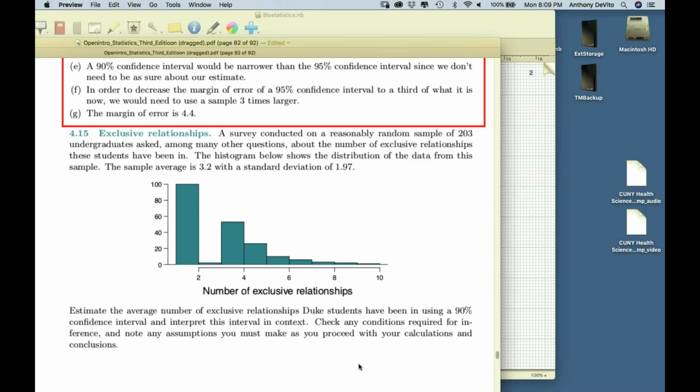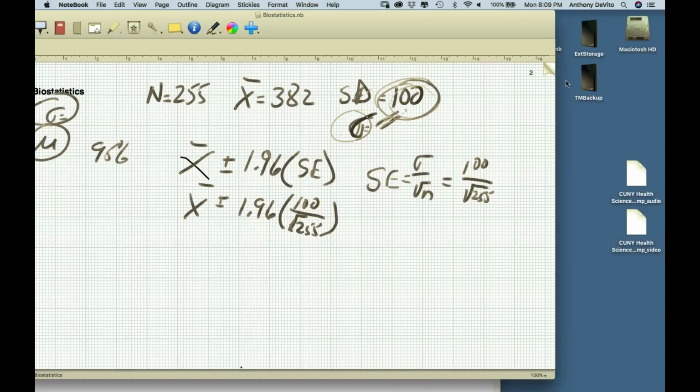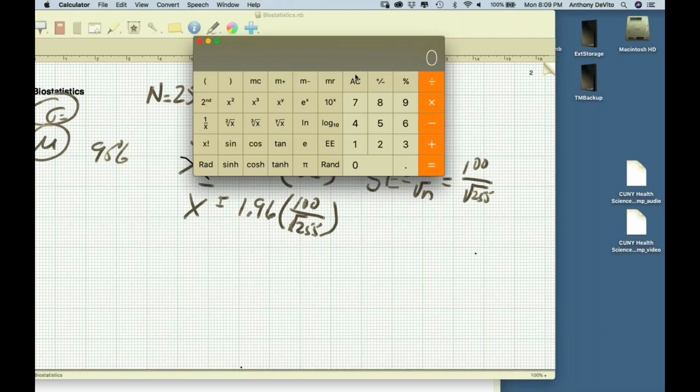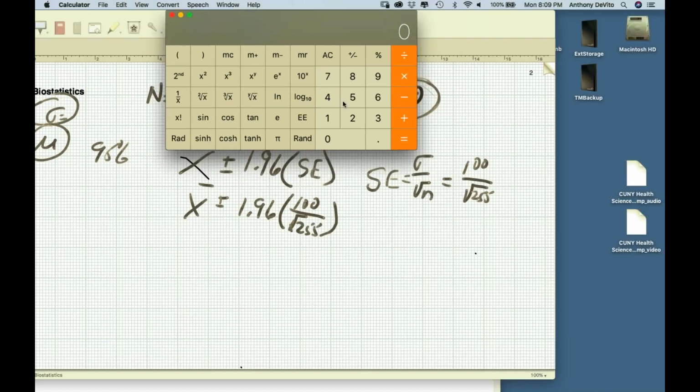Okay, so let's go ahead and calculate that. I'm going to get my calculator up. First, I'm going to find the square root of 255, which is 15.96. I'm going to put that into memory. Then I'm going to divide that into 100. 100 divided by the square root of 255 is equal to 6.26. That's our standard error: 100 divided by the square root of 255, which is 6.26.